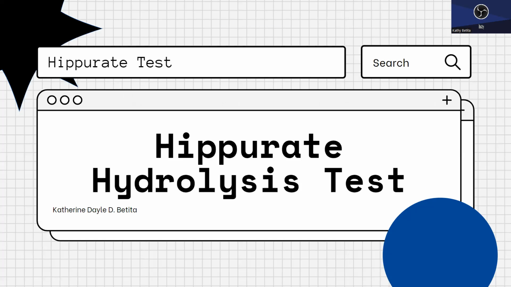Hello everyone. I will be reporting about the Hippurate test or the Hippurate hydrolysis test. So this test is one of the many different biochemical tests that can be used to distinguish different types of bacteria based on their metabolic capabilities.